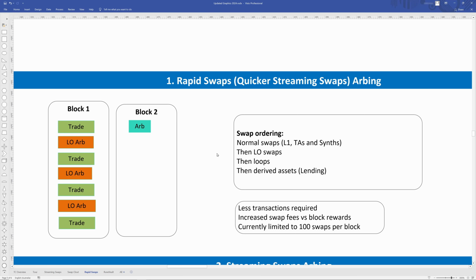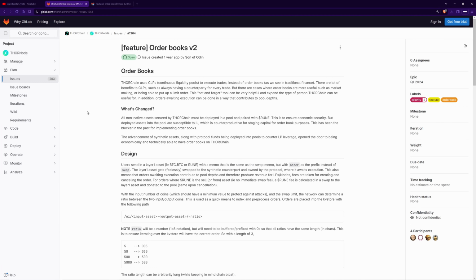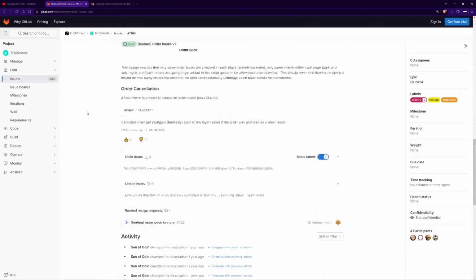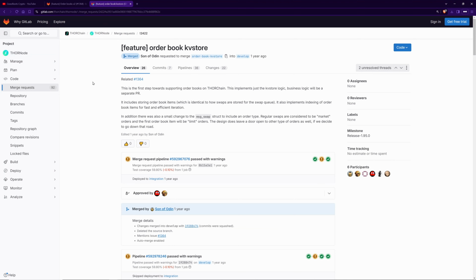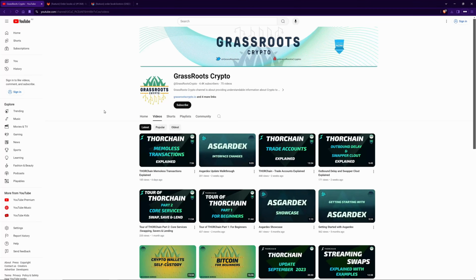My understanding is pretty much everything I've given you right now, so it'll be great to see when limit orders is implemented to get more detail around limit orders and around how rapid swaps will be working in with limit orders. For more information on order books, you can have a look at the issue here that goes through a bit of information, as well as one of the merge requests that has all the code and that type of thing. So that's the video.